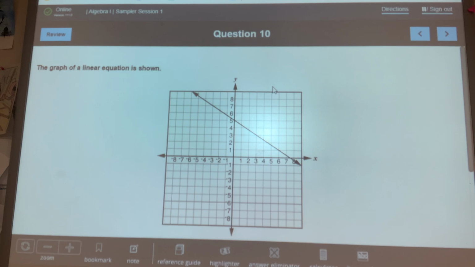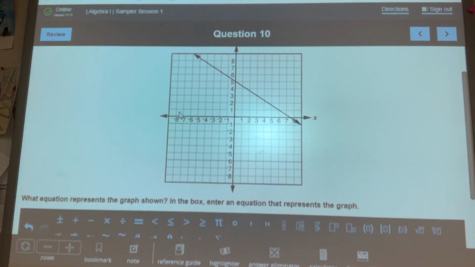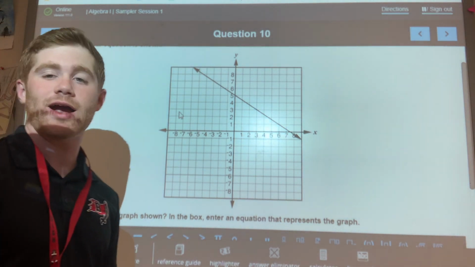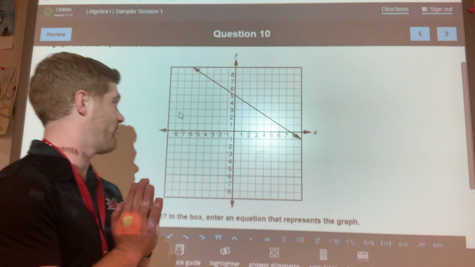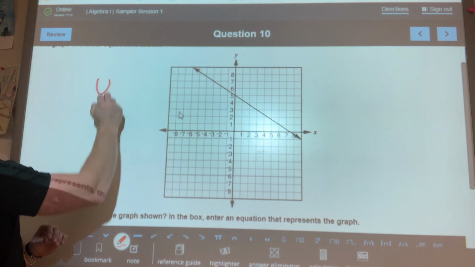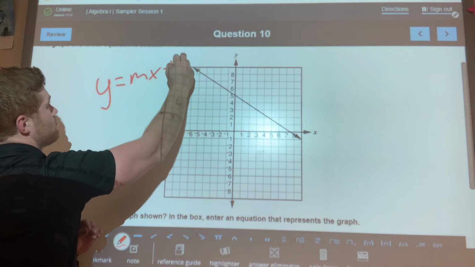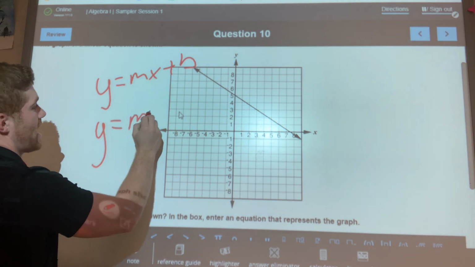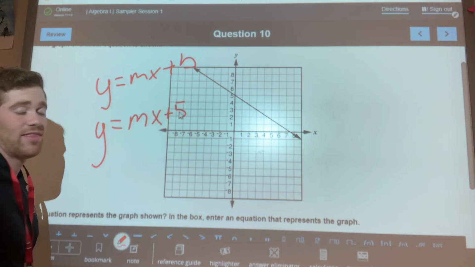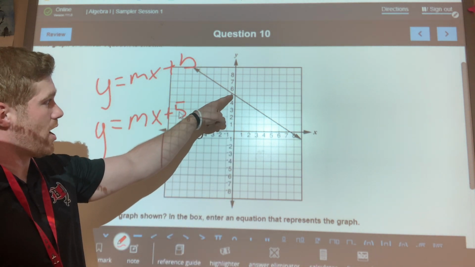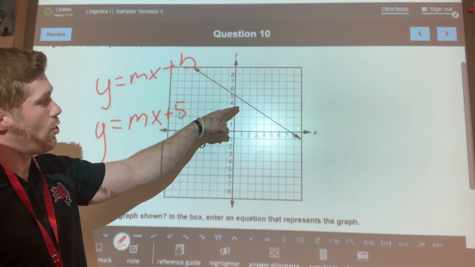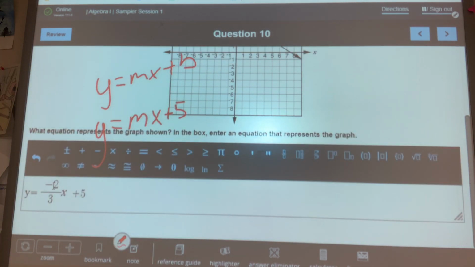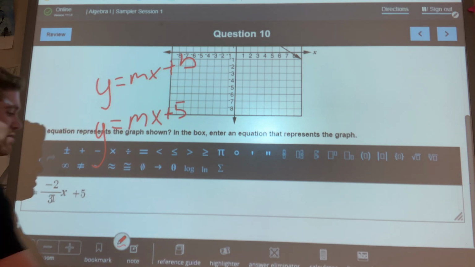So I know. Okay, it says the graph of the equation is shown below. Write an equation that represents the graph shown. In the box, enter an equation that represents the graph. This one is something that we should all feel super confident in. First thing we know is that it's going to be y equals mx plus b. b is where it crosses, so I know it has to be y equals something x plus 5. And then I simply just check what the slope is. So this goes down 1, 2, and it goes over 1, 2, 3. So I know my equation has to be y equals negative 2 over 3 x plus 5.